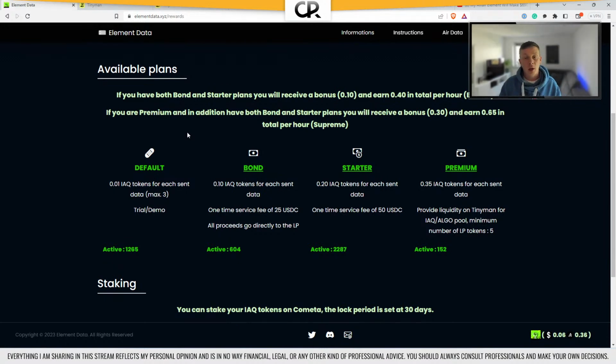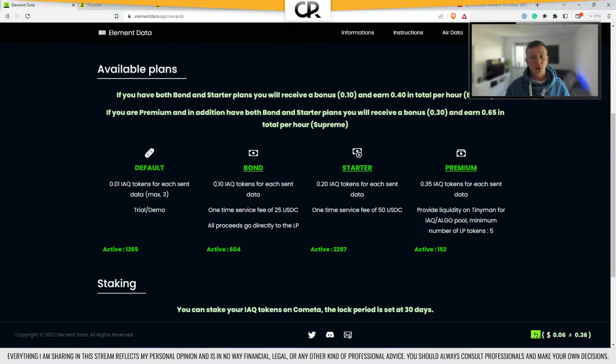What changed is, and what we're looking at today. So today it's like this. If you join Element Data and you plug in your Awair Element sensor, you can earn 0.0 IAQ for each sent data, and you can earn that until you reach a maximum of 3. However, you don't get them. You only get them if you are part of one of the other plans.